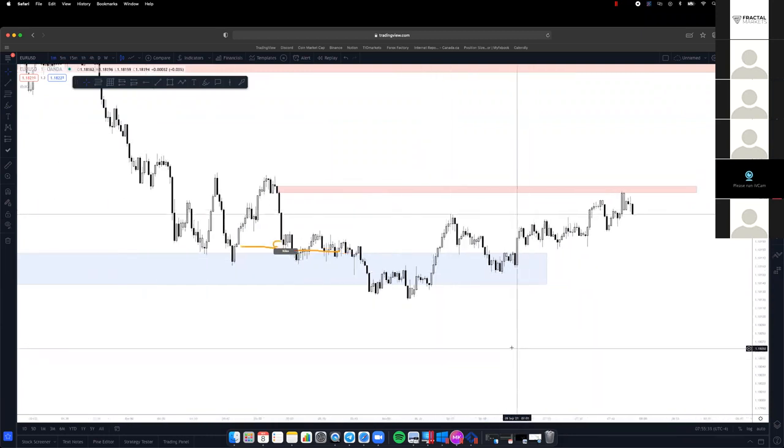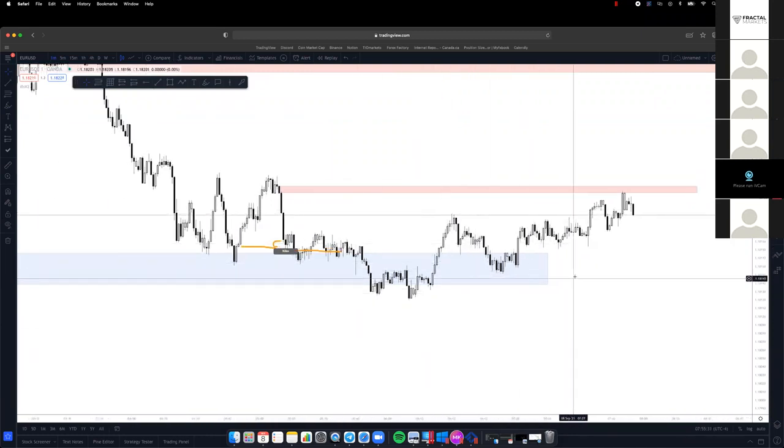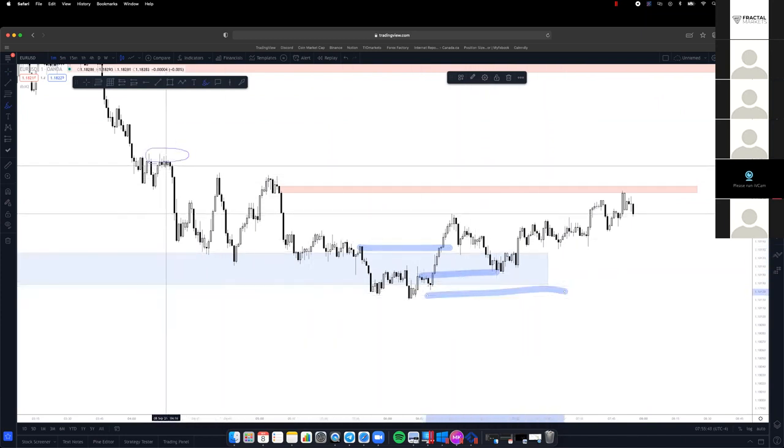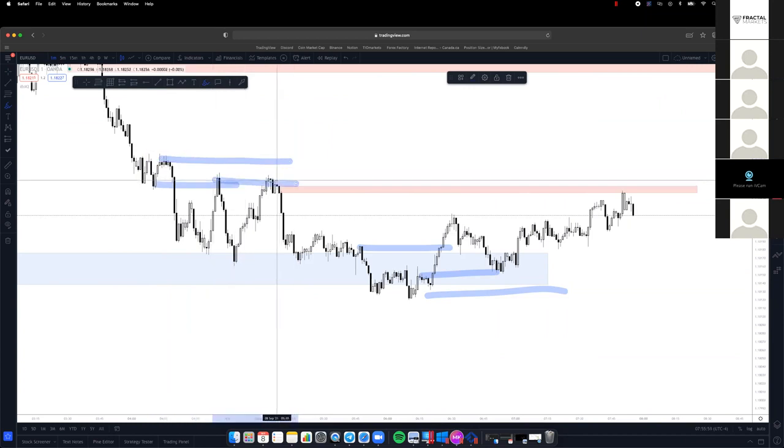Yeah, 1-minute break of structure, but here's the thing. You could have taken this long, maybe in this region right here. We broke structure. Where do we break it from? Well, we broke it from this area right here. That's fine. This is already mitigated. If you look at the 5 minute, this is already mitigated.